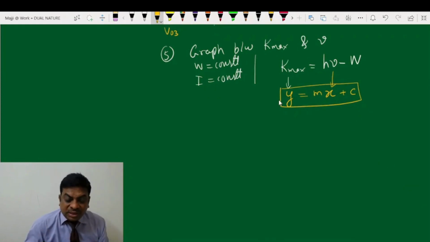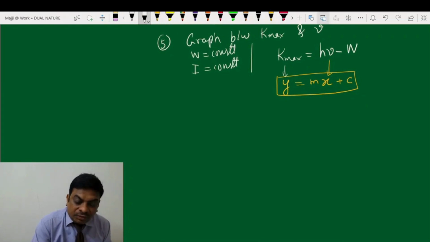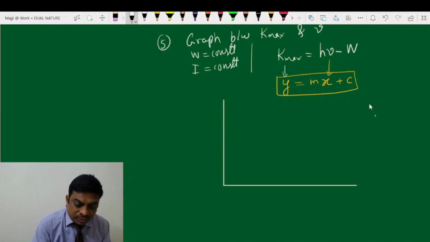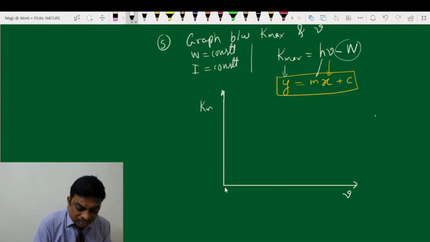It represents an equation of a straight line which has a y-intercept and also a slope. So its slope is what? Its slope is h. H is the slope and the intercept on the y-axis is minus W. So minus W means it will cut the y-axis at a point below the origin. So this will be minus W, numerically it is W.